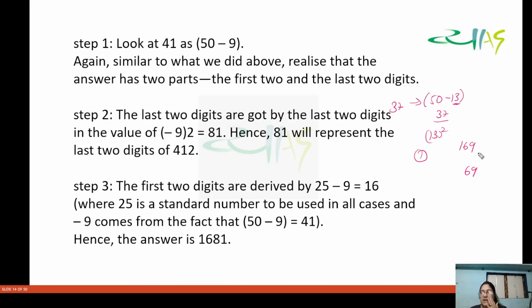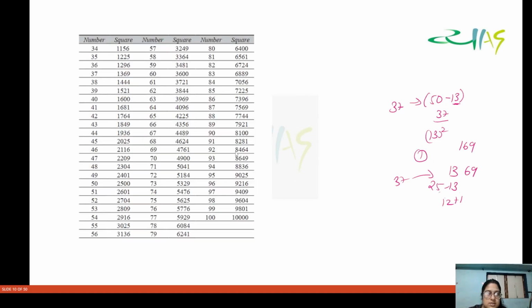Okay, all right. And now what are you going to do? So just 25 minus 13, this will be equal to what? 12. Okay, 12. And there is one more number, so this will be 1369. So 37 square will be 1369. Let's just check whether it is or not. So you can see here 37 square is 1369.